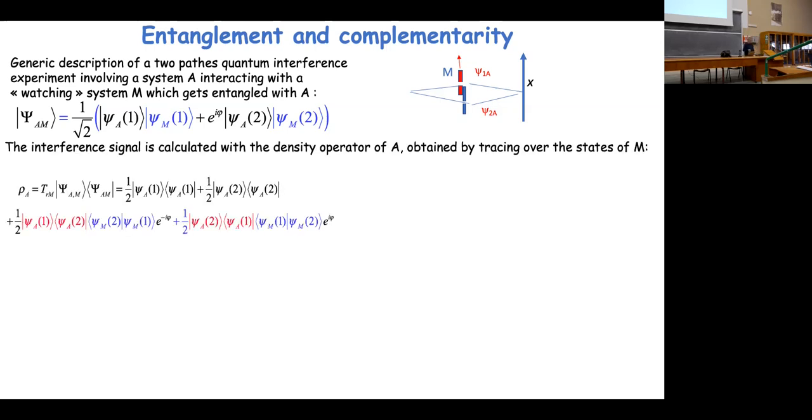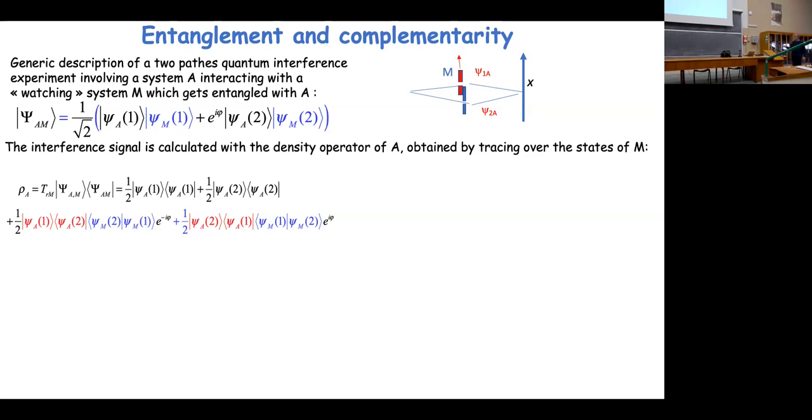The interference signal, in the end, you will, for instance, compute the probability to find the particle at point X on the screen. So what you have to compute is the probability to get a given result on the system A, not on the meter. You don't look at the other system. So you have to take the partial density operator for the system A. I show you here how it works.